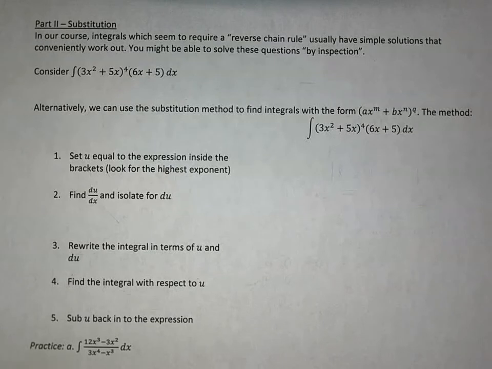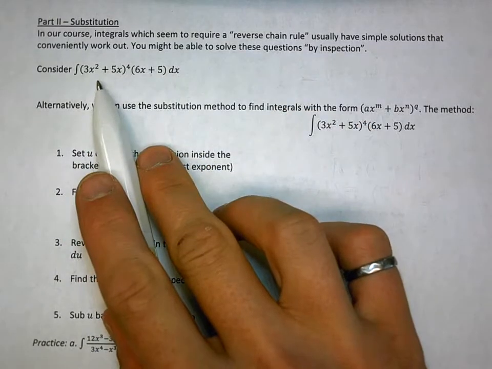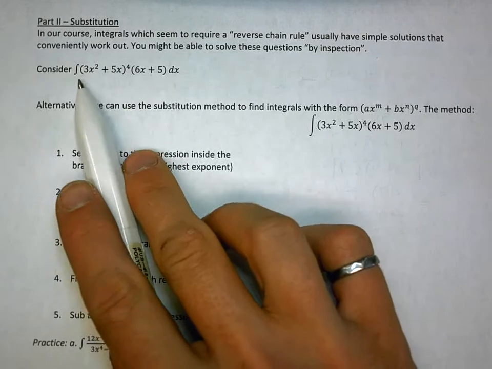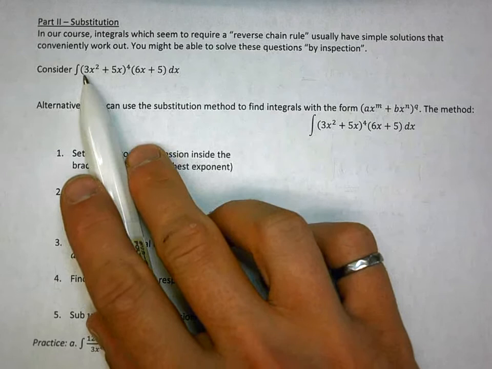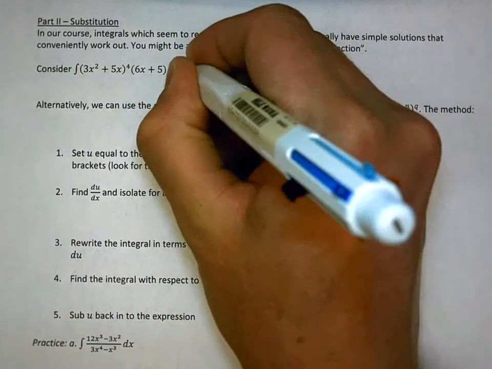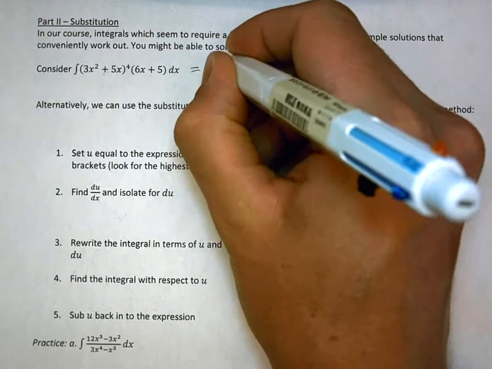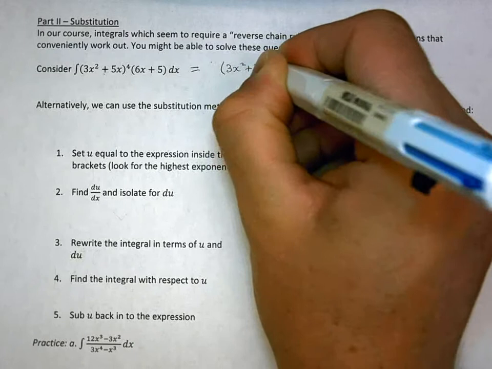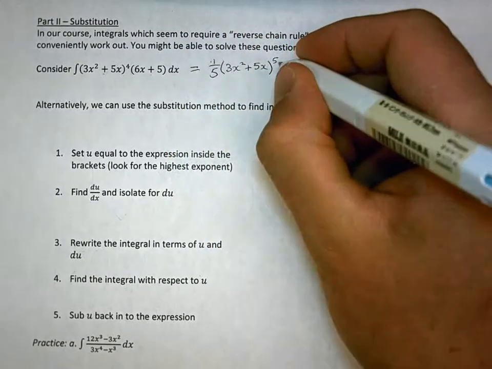You might see a more difficult question that you can really only solve, which looks like a reverse chain rule. So this question, for example, the integral of this, you might be able to guess what it is. So what's the integral of something to the power of 4? Well, that would be that something to the power of 5 with a 1 over 5 in front. And then let's leave it like that.